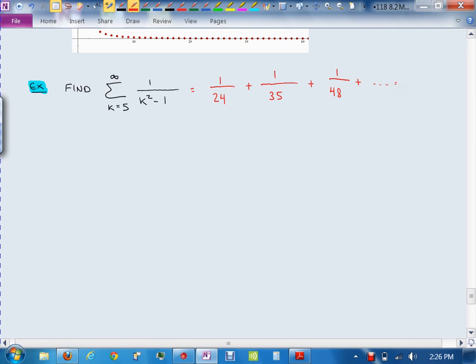So I'm still stuck. So what I'm going to do now is take a look at this 1 over k squared minus 1. I'm just going to do some work on this. I can factor that to be k plus 1 times k minus 1, right? And I know that that's equal to a over k plus 1 plus b over k minus 1, right? So I'm going to do partial fraction decomposition on this. Since we've done this so many times and we like it so much, I'm just going to skip right down to this now.